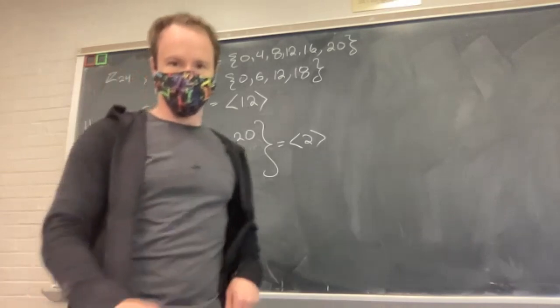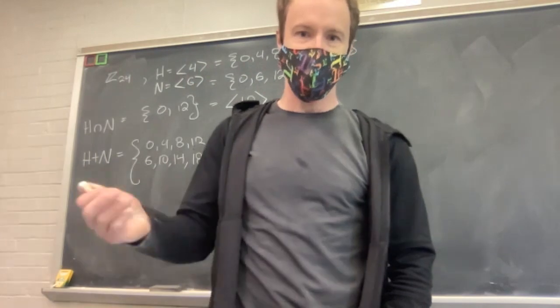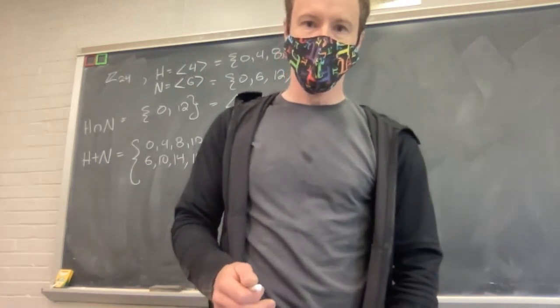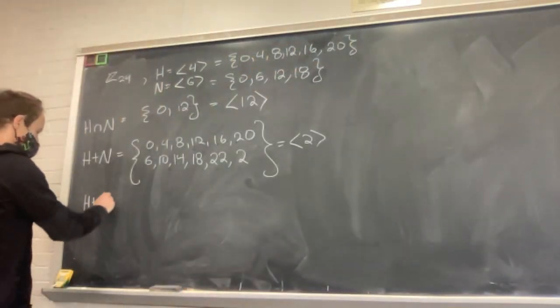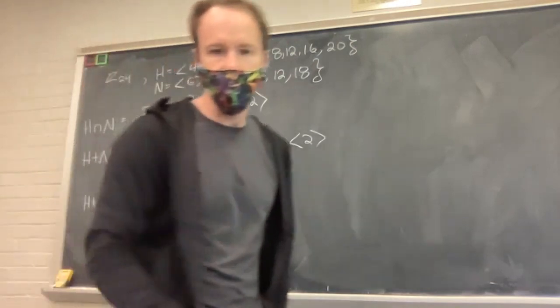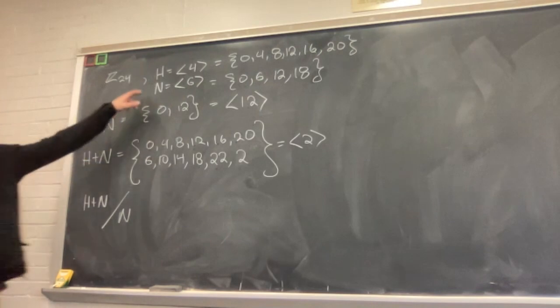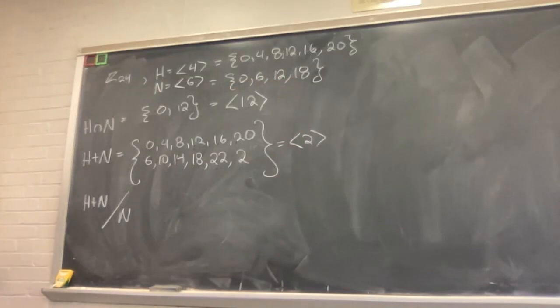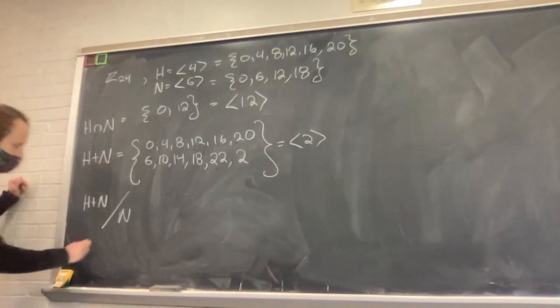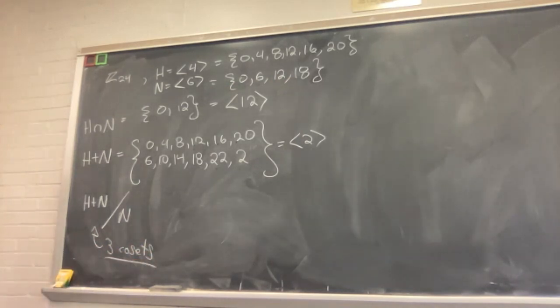Okay, now it says list the cosets on each side. We're running out of time, but essentially what you want to do is look at H plus N mod N. N has 1, 2, 3, 4 elements. H plus N has 12 elements. So that means there should be 3 cosets, because 12 divided by 4 is 3.